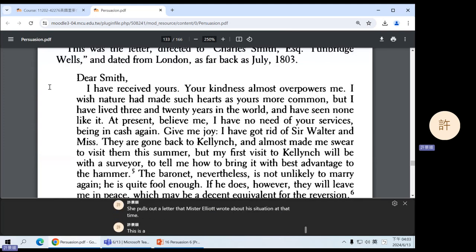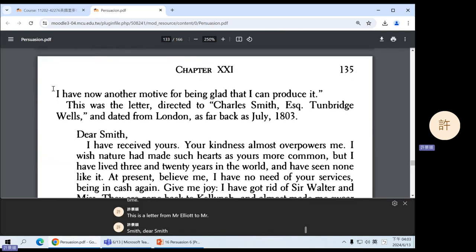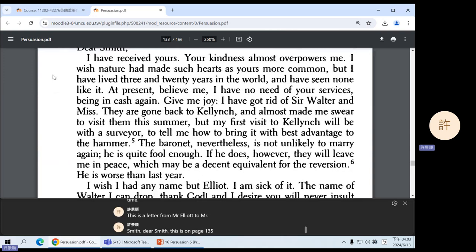This is a letter from Mr. Elliot to Mr. Smith. Dear Smith, this is on page 135. I have received yours. I received your letter. Your kindness almost overpowers me. So in the previous letter, Mr. Elliot had asked to borrow money from Mr. Smith. So here he's thanking Mr. Smith. Your kindness almost overpowers me. I wish nature had made such hearts as yours more common. Blah, blah, blah. Brown-nosing him.